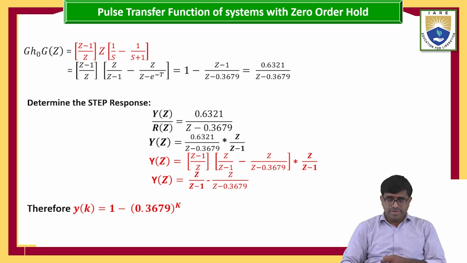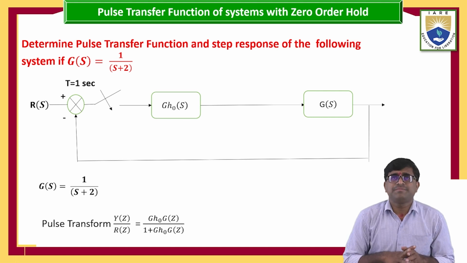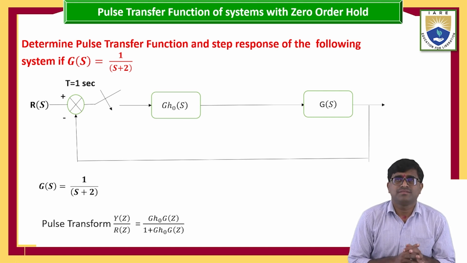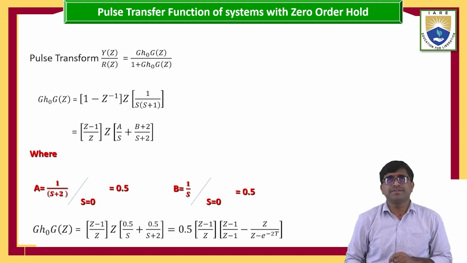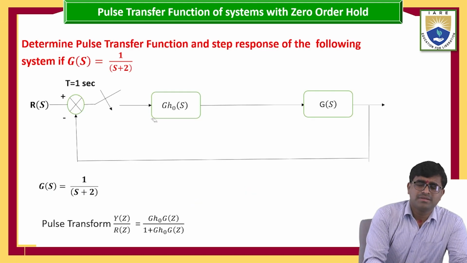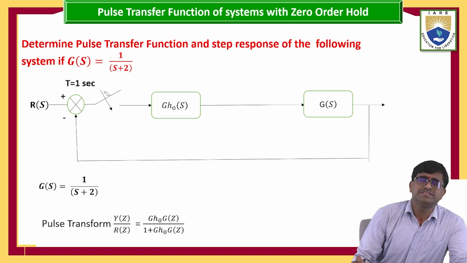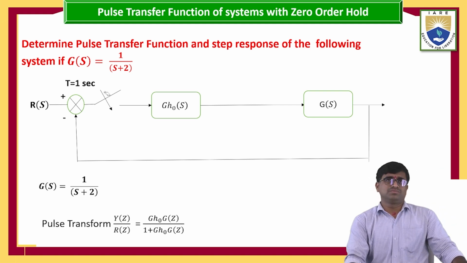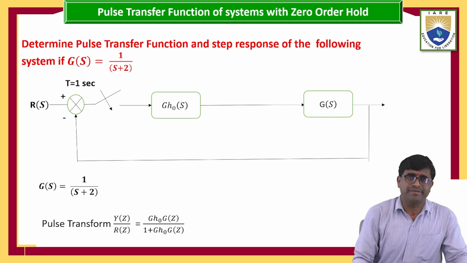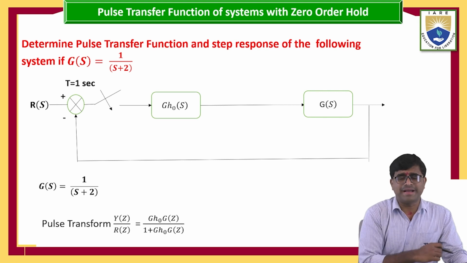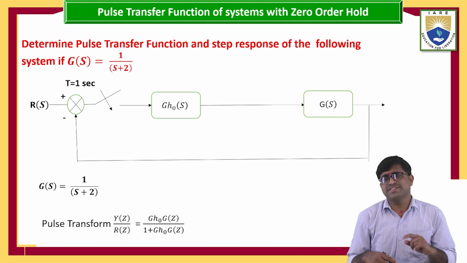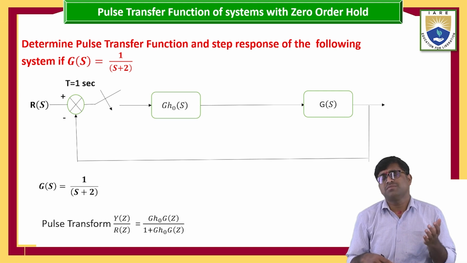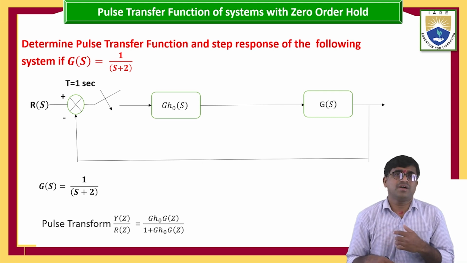Coming to the third problem. Determine the pulse transfer function for step response for the following. In the previous section we took G(s) as 1 by s plus 2. Now a feedback is given, so I am taking unity feedback. See the final answer comparison also here. Why? Because the system function is the same as in the previous section, only the forward path was there. Now I am going to add the feedback path also.